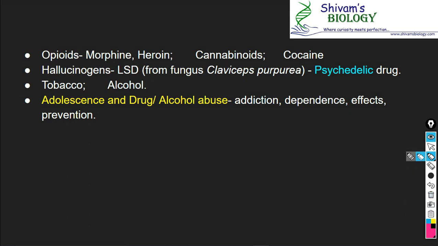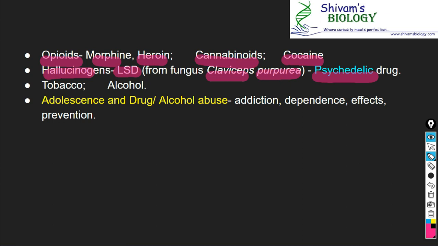Other important things from drugs and alcohol abuse are opioids like morphine, heroin, cannabinoids that are obtained from the plant Cannabis sativa, and cocaine. These drugs are asked in exam. Hallucinogens like LSD, which is obtained from the fungus Claviceps purpurea, it is important. It is a psychedelic drug.